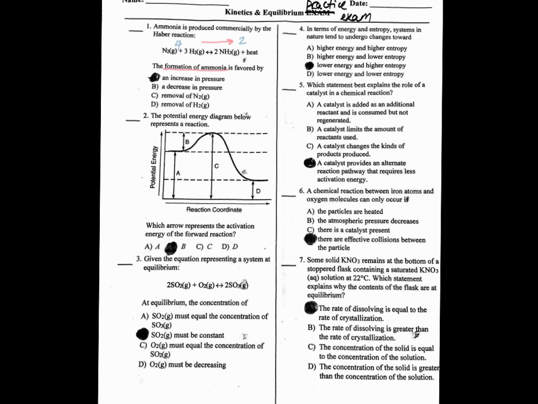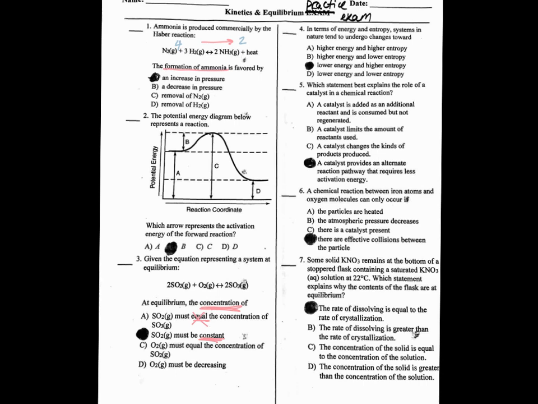Number 3, at equilibrium, the concentration must always be constant. That's the key word, constant concentrations for equilibrium. Equal, that's not correct. That's only for reaction rates. Equal reaction rates.